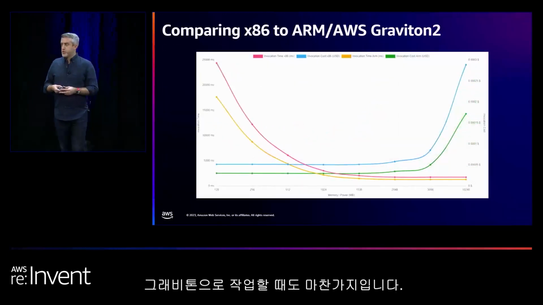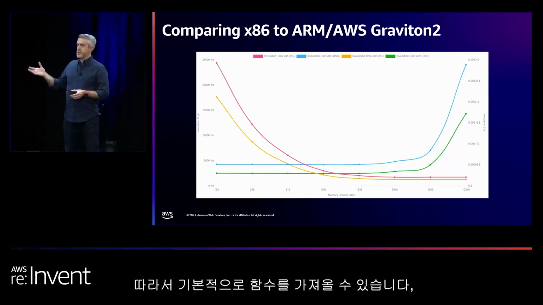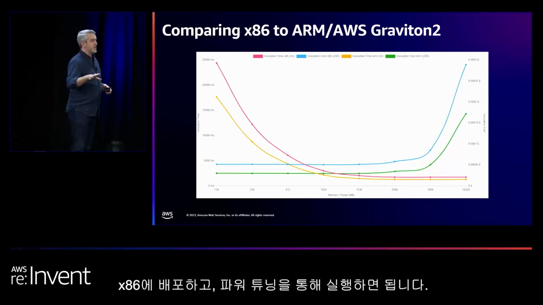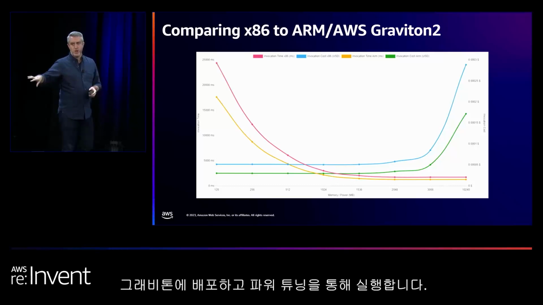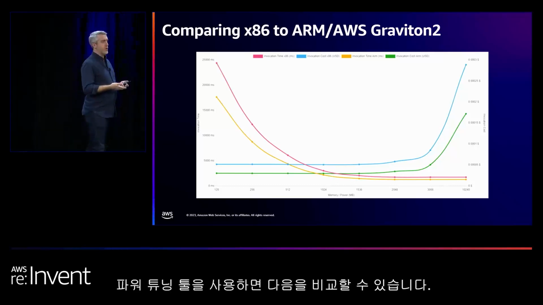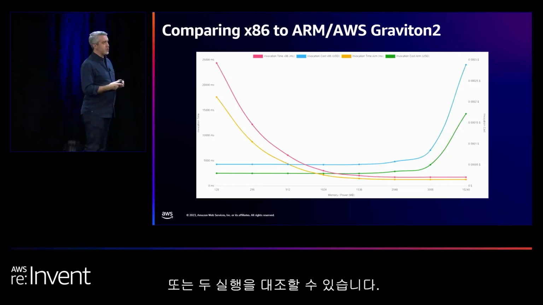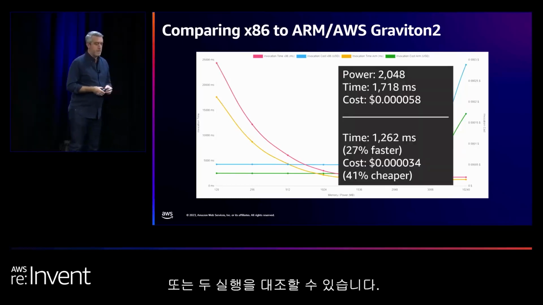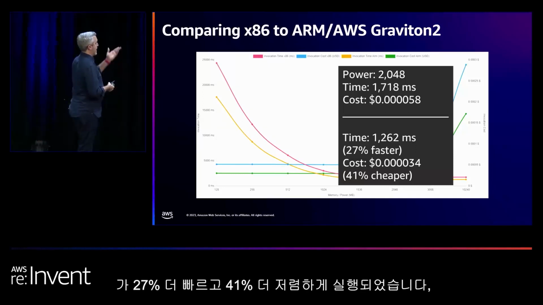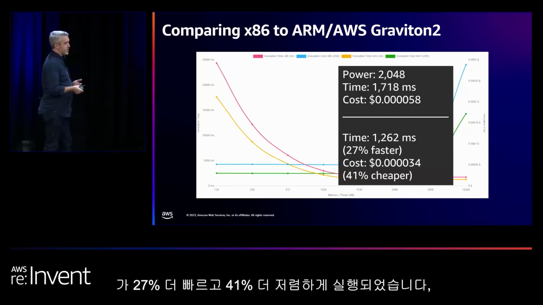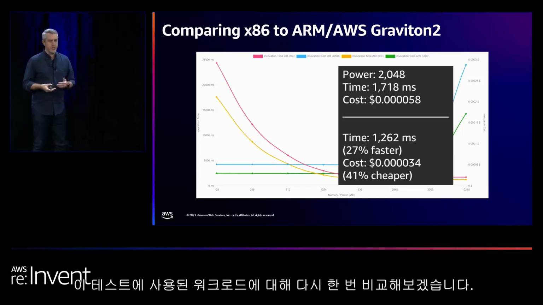Generally speaking, I'm not looking for things that are consuming SQS to be fast necessarily. And the same thing goes for when you're working with Graviton. So you can basically take your function, deploy it on x86, run it through power tuning. You can then take your function, deploy it on Graviton, run it through power tuning. And the power tuning tool allows you to compare or contrast those two runs that you have. And so we can see here that the Graviton configured function ran 27% faster and 41% cheaper, again, for the workload that was used in this test.